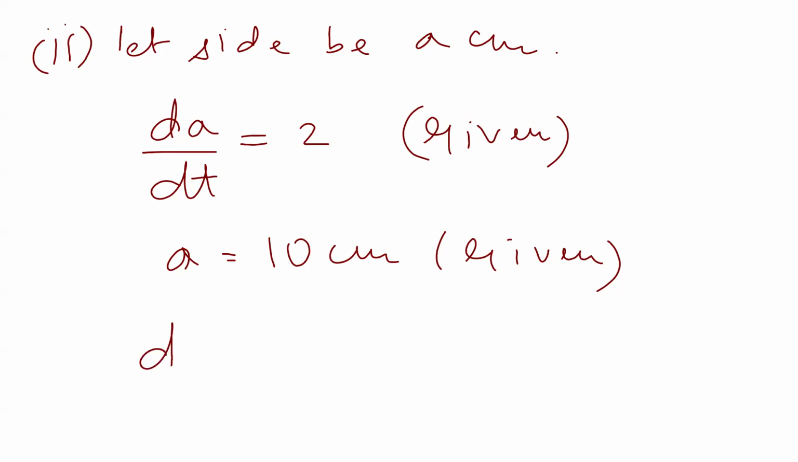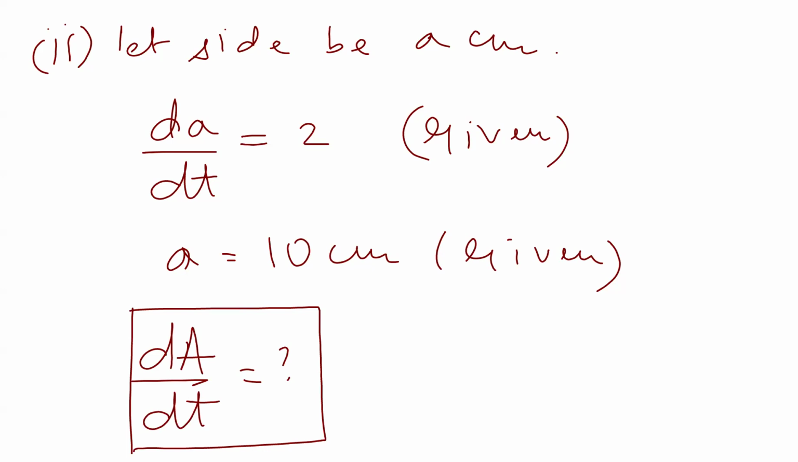Okay, so we need to find out dA by dt. Capital A is the area, small a is the side. So how does the area increase? The sides are increasing, so the area will also definitely increase. So they are asking dA by dt. Fine. I hope everybody has copied this.